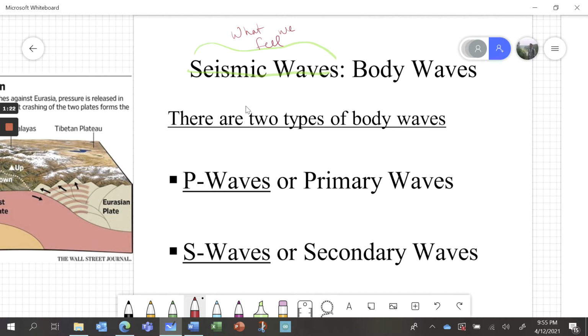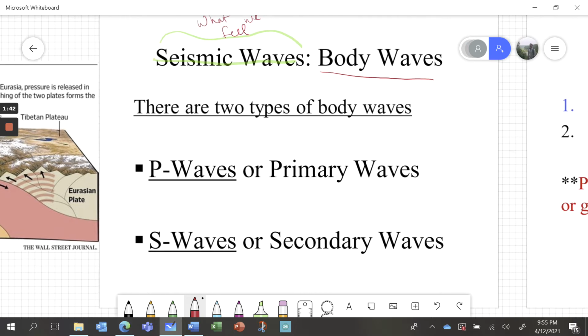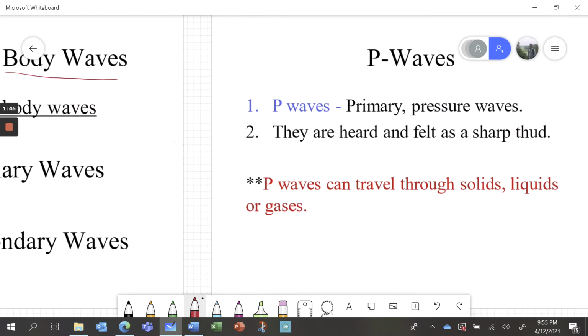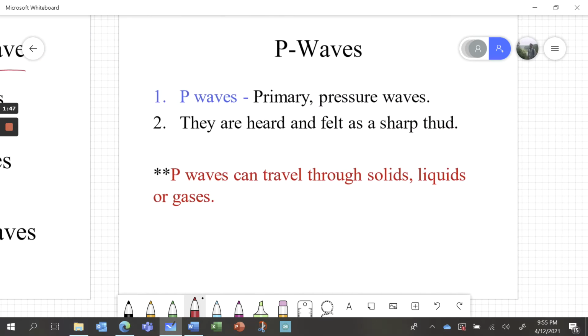Another name for seismic waves is body waves, because they are waves that travel through a body, like the earth. There's two different types of these waves. There's P waves, the primary wave, and then the S wave, which is the secondary wave. Okay? So let's look at the P waves first, because P comes first.